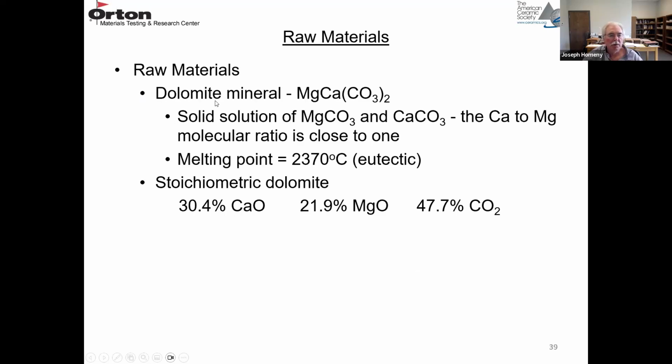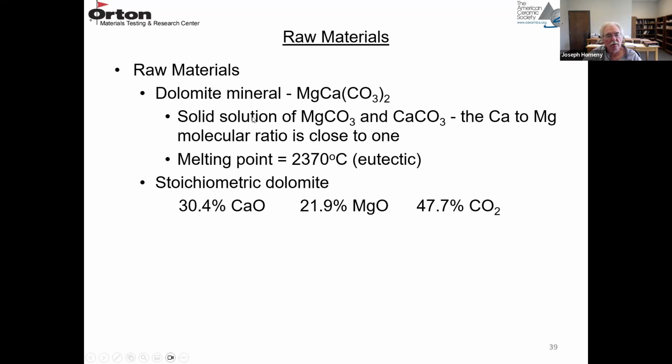So dolomite, this mineral, MgCa(CO3)2, is a solid solution of magnesium carbonate and calcium carbonate. This is a plentiful material. It's a relatively cheap refractory material. So those are some advantages, but the big problem with dolomite, once you convert it to a refractory, you're going to have MgO and CaO. The CaO hydrates rather quickly.